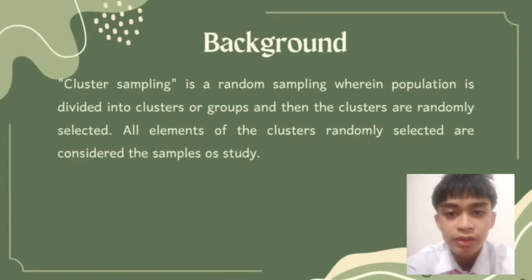In cluster sampling, the population is divided into clusters or groups, and then the clusters are randomly selected. All elements of the randomly selected clusters are considered the sample of the study. Sa cluster sampling naman, dito ay by group. Ang gagawin depende kung ilan ang group. For example, meron tayong 6 cluster na population, and then ang gagawin lang is kukuha tayo ng 2 group para maging sample, 2 clusters.